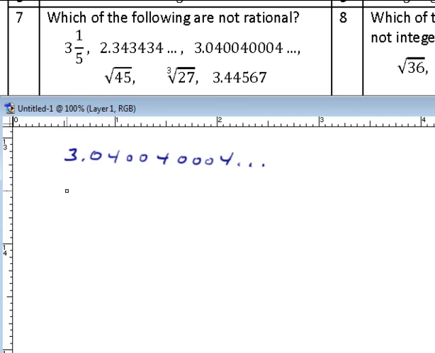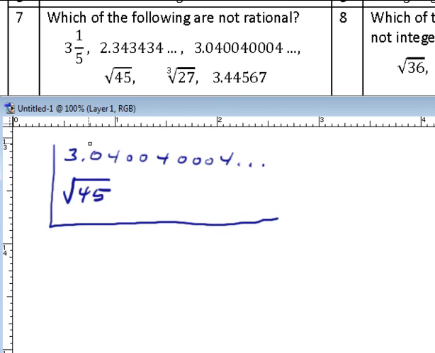45 is not a perfect square, so the square root of 45 also is not rational. Now 27 is a perfect cube. The cube root of 27 is 3, so that's an integer, and an integer is rational. And the last number is a terminating decimal. Terminating decimals are rational. So we have two numbers which are not rational.